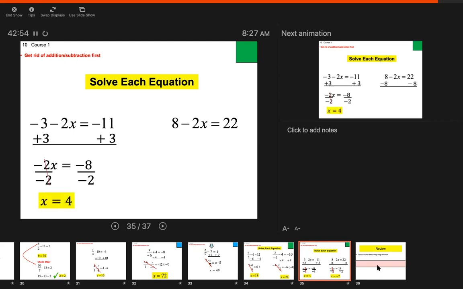Second one, what number am I trying to get rid of first? Negative 8. Is that an 8 or a negative 8? That's an 8. So what are we going to do to both sides? Minus 8 from both sides. Same or different signs? Different. So subtract 22 minus 8. 14. More positives than negatives, so positive 14.